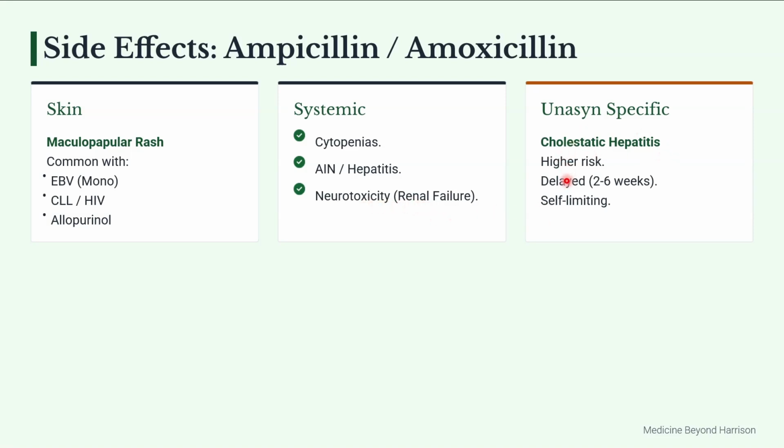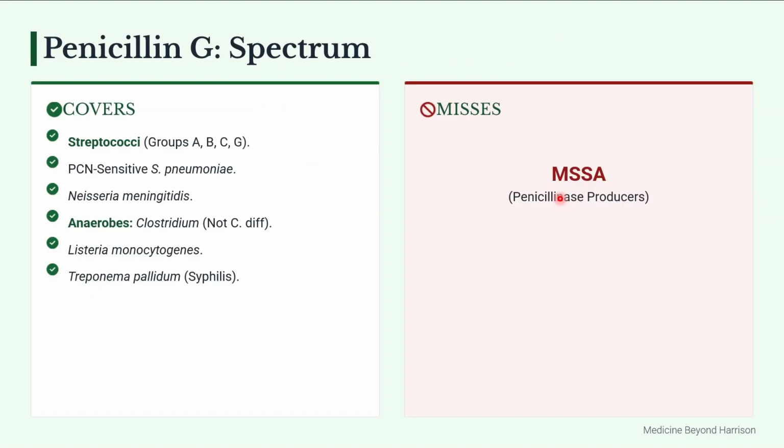Cholestatic hepatitis can happen. It is usually delayed, like 2 to 6 weeks after the intake of the drug, and it is usually self-limiting. Amoxicillin is one of the causative factors for cholestatic hepatitis.